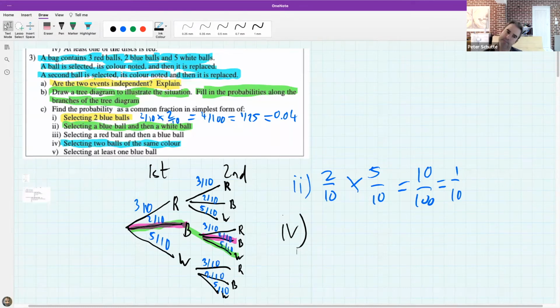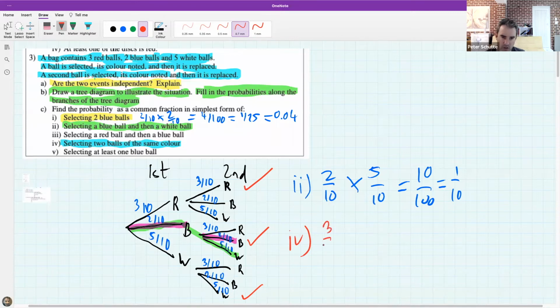What's this going to be? Which pathways am I looking for that give me a favorable outcome for this question? Oh, I'm taking away the wrong thing here. I suppose I want red, red. That could be the same color. I could have blue, blue. Or I could have white, white. So what is the probability of selecting 2 balls of the same color? Well, I suppose I just need to know the probability of each of these branches and add them up.